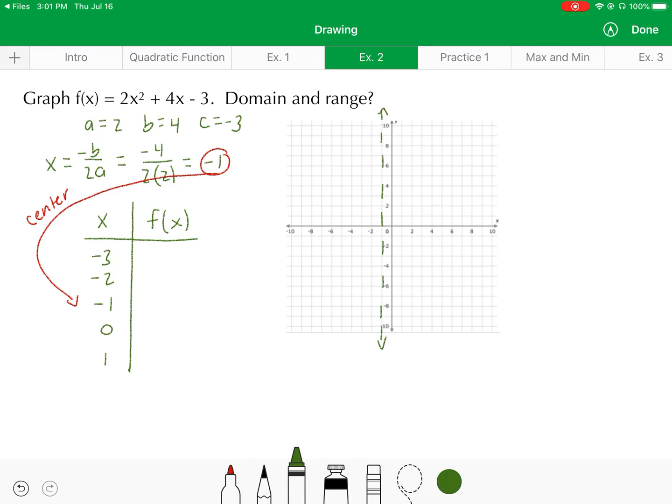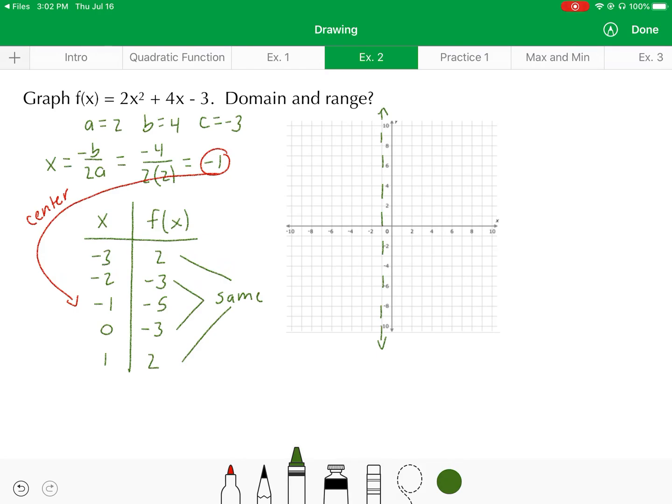Okay. So when you plug negative 3 in for x, that should simplify to a value of 2. When you plug negative 2 in, that should simplify to a value of negative 3. When you plug negative 1 in, you should get negative 5. When you plug 0 in, you should get negative 3. And when you plug 1 in, you should get 2. All right. And I want you to notice that these are the same values. That's based on the fact that we have symmetry across the vertex of negative 1, negative 5.